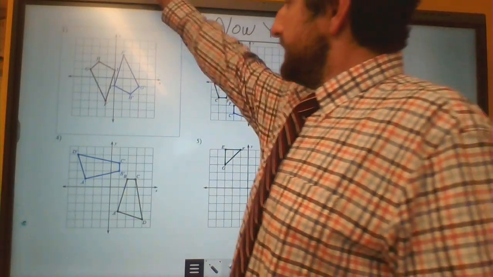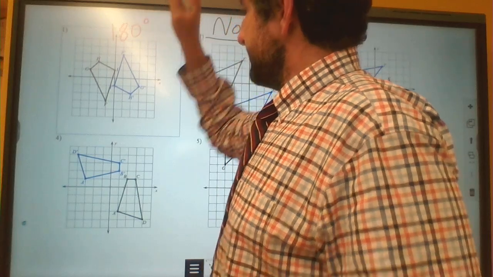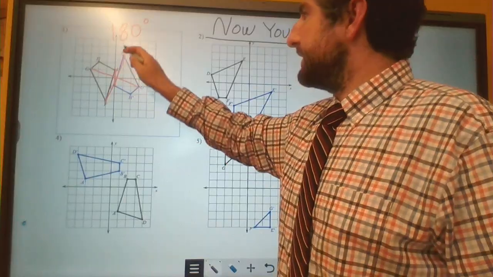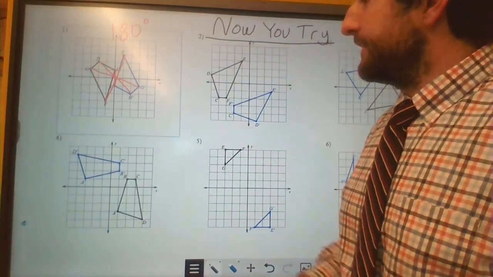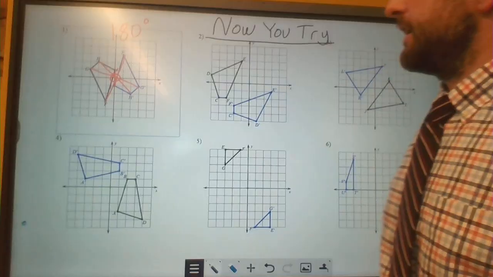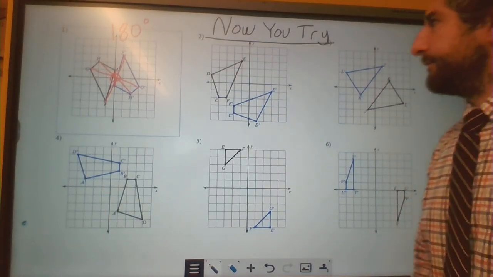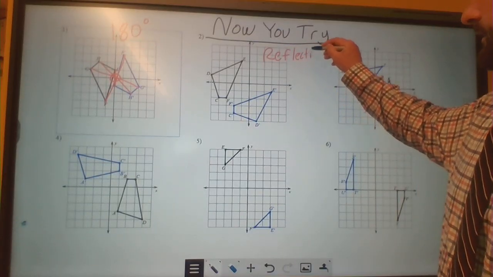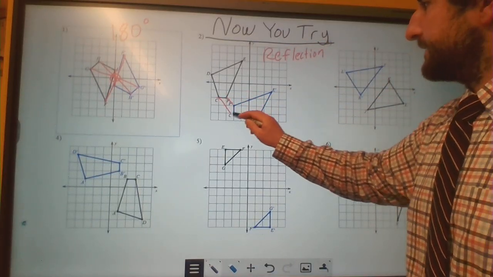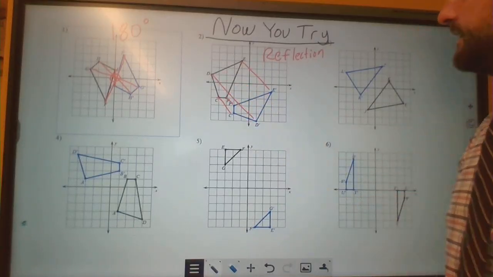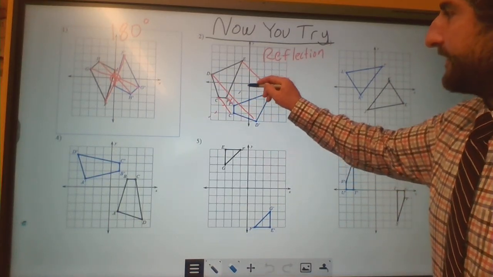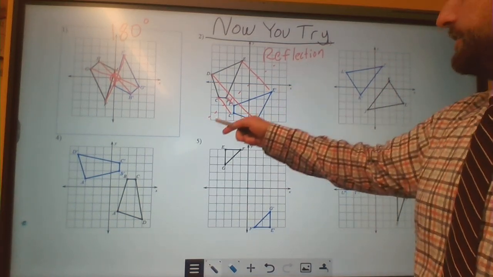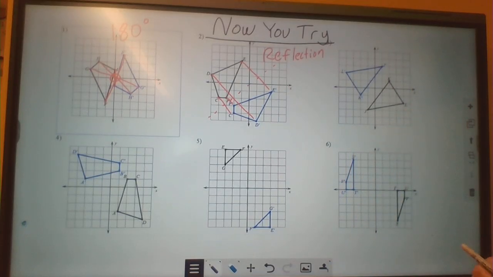Number 1. That's a rotation. If we are connecting points, it becomes clear pretty quick that they are not going the same direction. They are all crisscrossing and passing through the same point. Number 2, reflection. We have that nice parallel lines going on there. We have a diagonal line of reflection. By the way, the line of reflection is always going to be perpendicular to those invisible parallel lines.